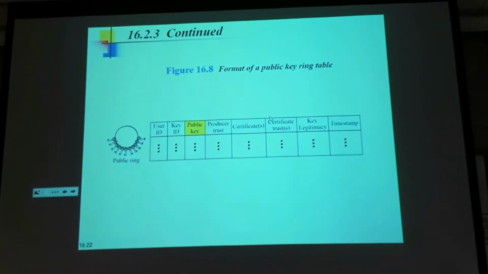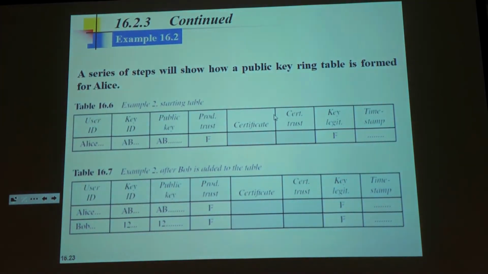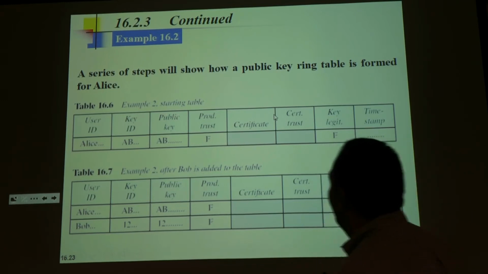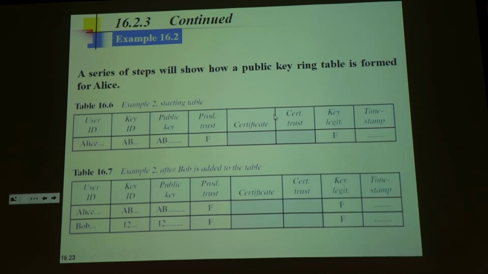So let's take an example. In here, a series of steps will show how a public key ring table is formed for Alice. So that's the starting table. Now, for the public key, you have to learn it. It keeps growing. For example, how many people in the whole world who have emails could I communicate with? 1 billion, 2 billion, 3 billion, I don't know. Do I need all of them? No, I need the people I deal with.